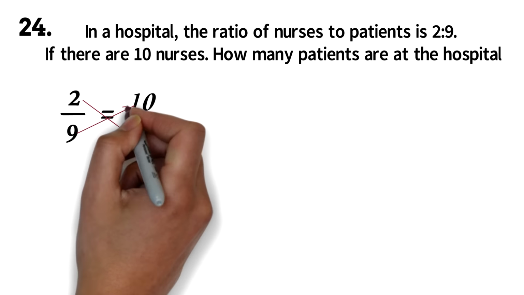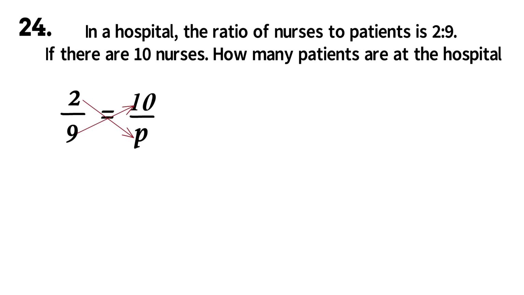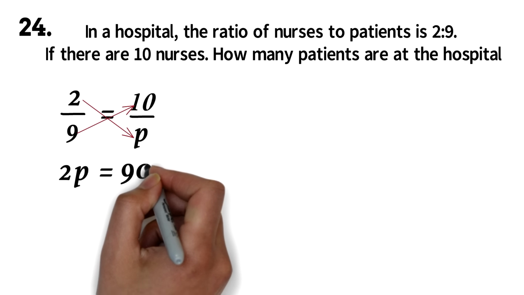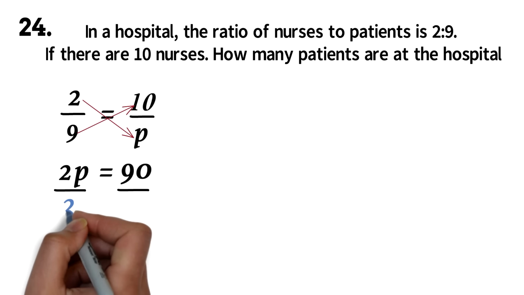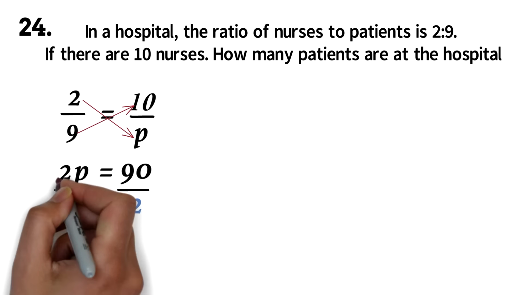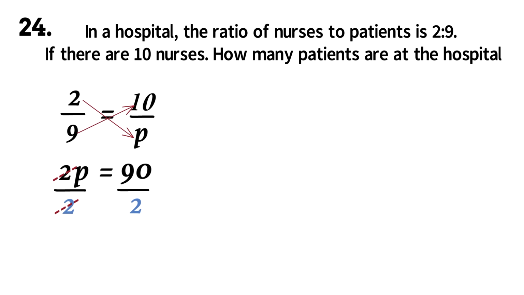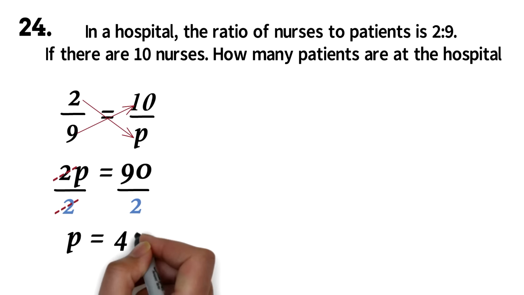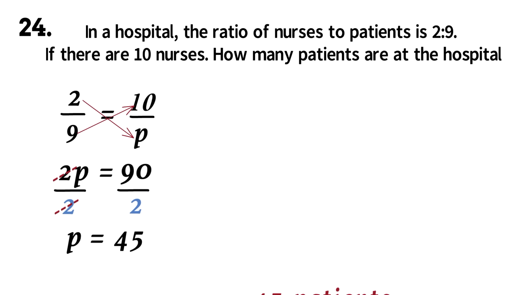First, cross multiply. So we will have 2P equals 9 times 10, which is 90. We divide both sides by 2. The 2 will cancel out. 90 divided by 2 is 45. So there are 45 patients in the hospital.